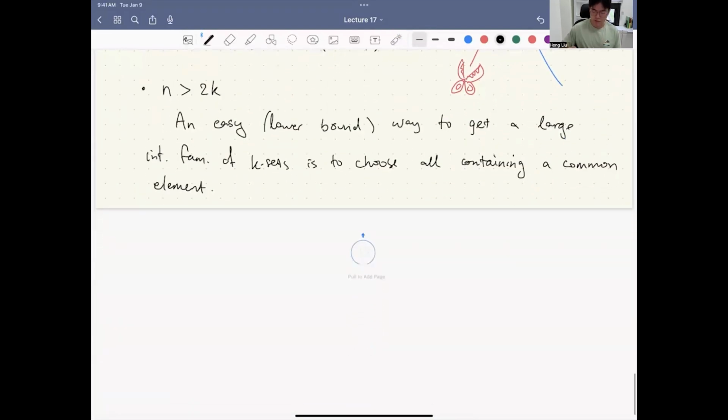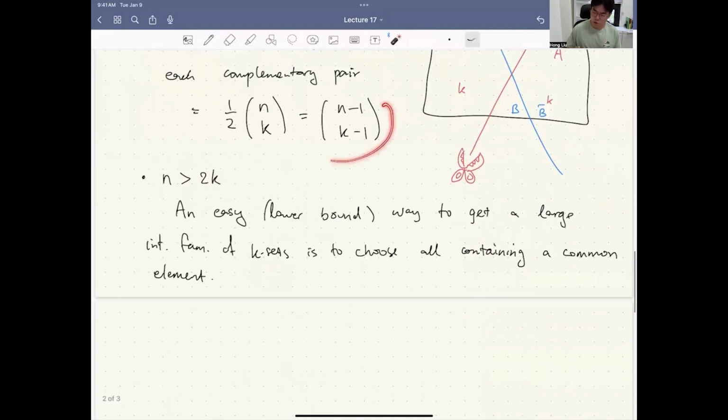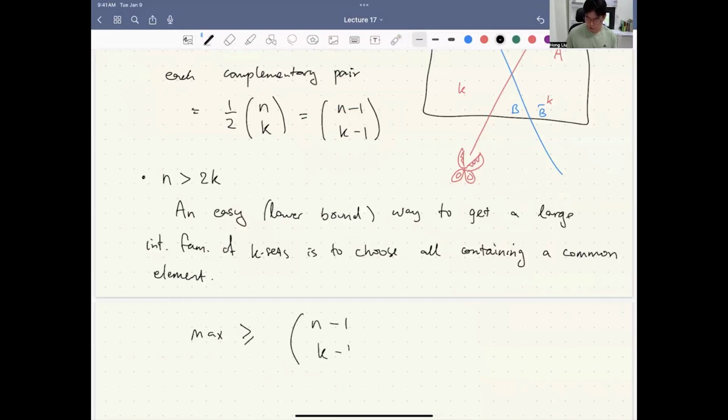And what's the size of these sets? Lo and behold, it's the same. If you fix an element, then you have to choose from the remaining n minus 1 elements, k minus 1 of them. Right? So this size equals n minus 1, choose k minus 1. So the maximum size is at least n minus 1, choose k minus 1.